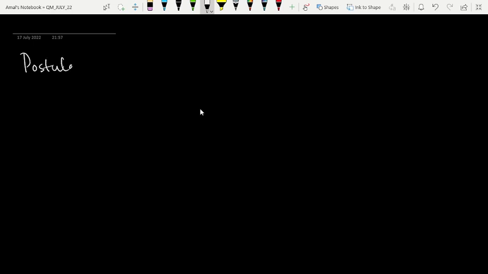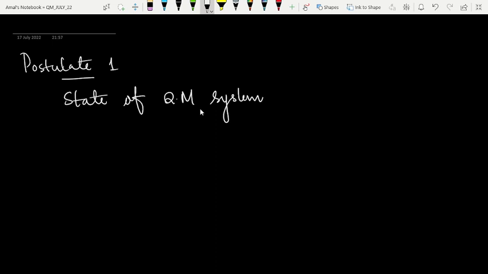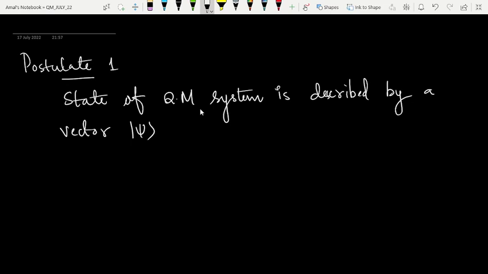postulate 1 of quantum mechanics, which says that the state of a quantum mechanical system is described by a vector represented like this in Hilbert space.